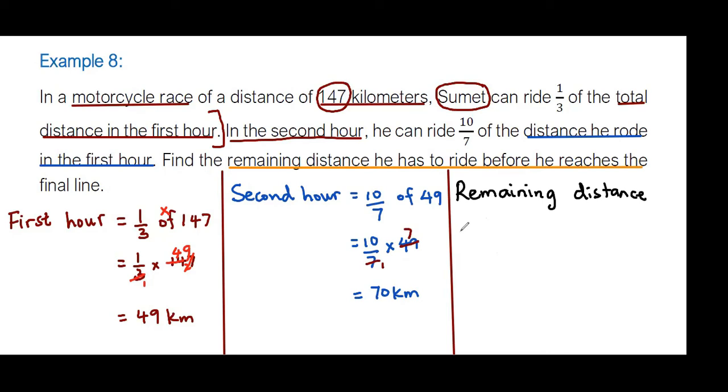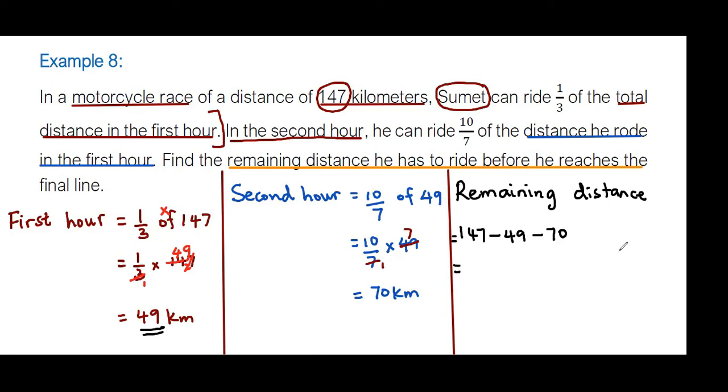Okay. Now, total is 147 kilometers. In the first hour, he finished 49 kilometers, minus 49. In the second hour, he finished 70 kilometers, minus 70. You understand?